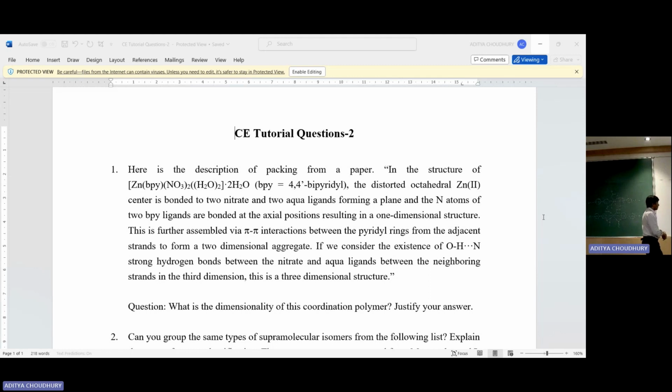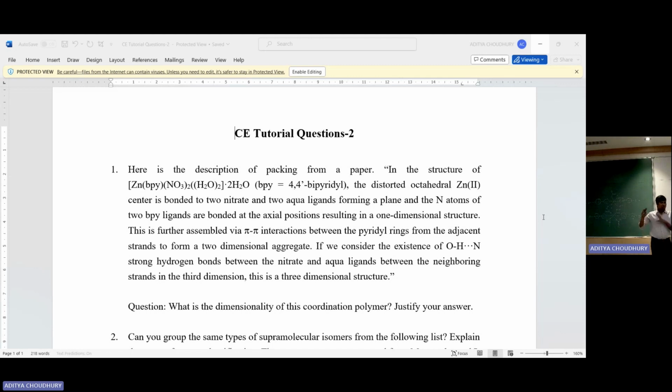and therefore it keeps continuously forming the aggregate. If you also consider the existence of O-H and N-H strong hydrogen bonds between the nitrate and aqua molecules between the neighboring strands, in the third dimension there is a three-dimensional structure. So there's pi stacking going on above the plane, and the second one is going already here, so it's already two-dimensional. Now if you are considering the hydrogen bonds, that's going to be the third dimension.